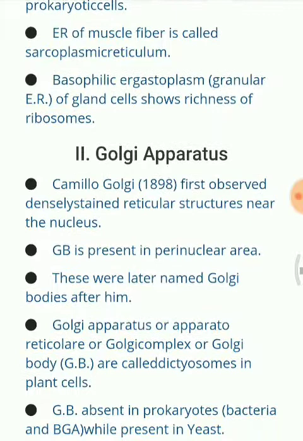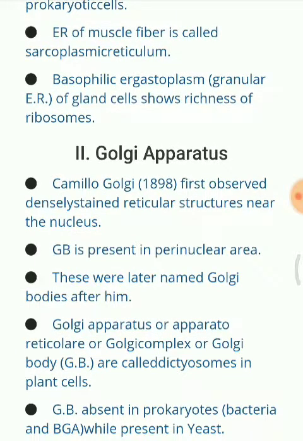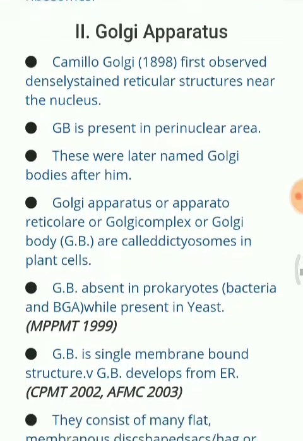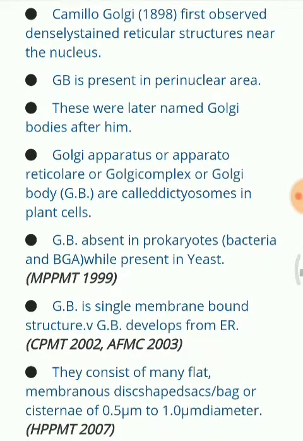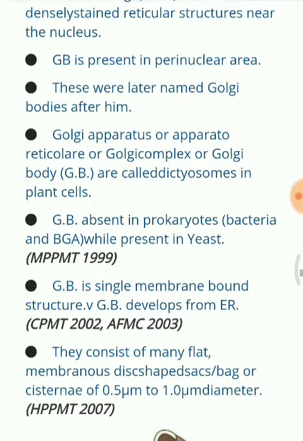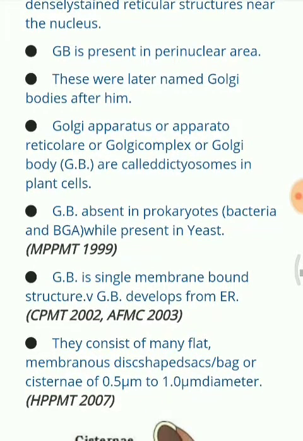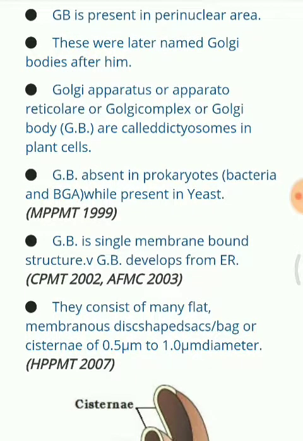Golgi apparatus. Camillo Golgi first observed densely stained reticular structures near the nucleus. GB, Golgi body, is present in the perinuclear area. These were later named Golgi bodies after him. Golgi apparatus, or apparatus reticulare, or Golgi complex, or Golgi body (GB), is called dictyosomes in plant cells. GB is absent in prokaryotes, bacteria, and BGA, while present in yeast. GB is a single membrane-bound structure, and GB develops from ER.